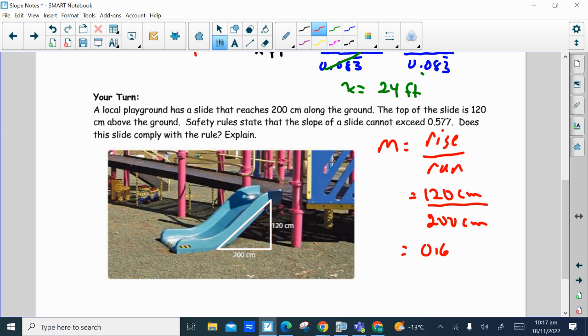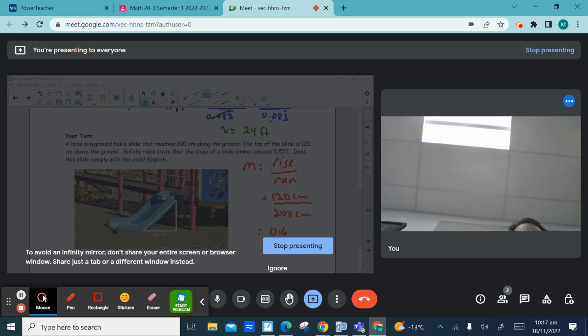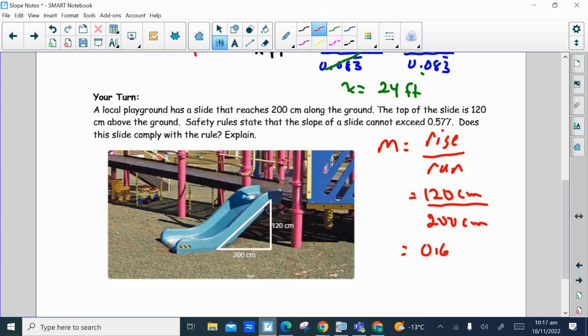And remember, when you find slope, there's no units to it. When you divide 120 centimeters by 200 centimeters, the centimeters cancel. You just have the number. Now, if we compare it to the number that we're given, they both have a 0 in front of the decimal, so those two numbers are the same. But when we look at the number after the decimal, in order to be safe, that number cannot be greater than a 5, but this number is. 0.6 is greater than 0.577.